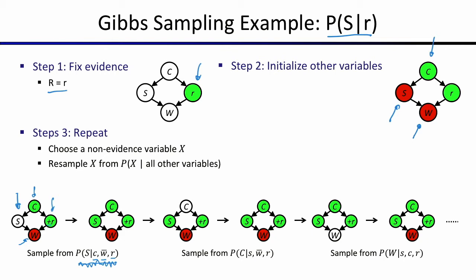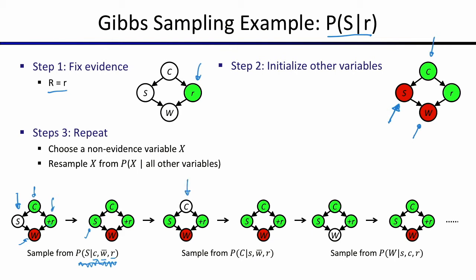So we sample the value for S, and let's suppose that we sample S equal true. So I did not change, no, actually I changed it because it was false here. So I will change now S to true, and I go to the next variable. Again, I choose a variable at random. Let's suppose that we chose the variable C.